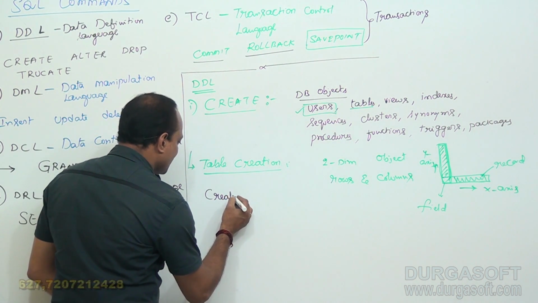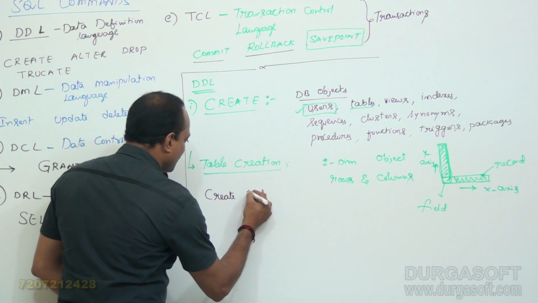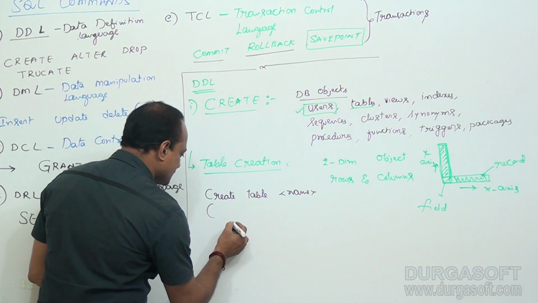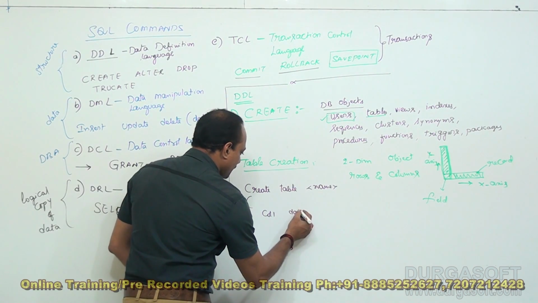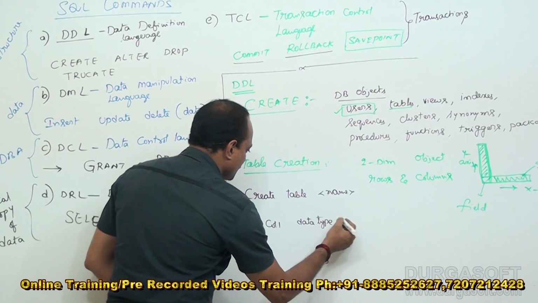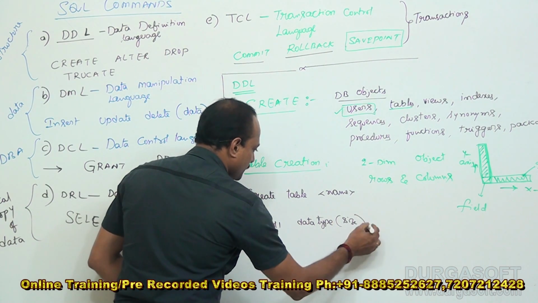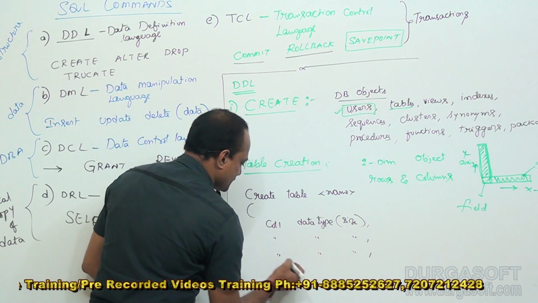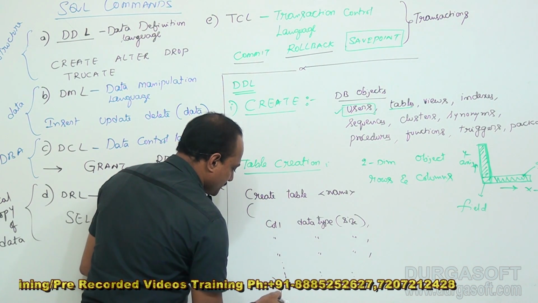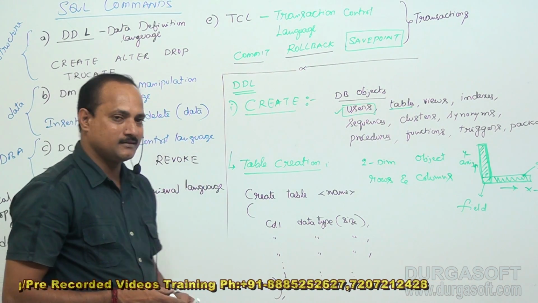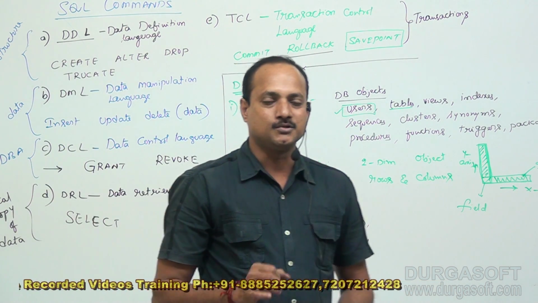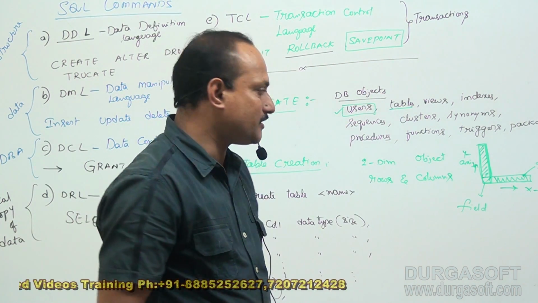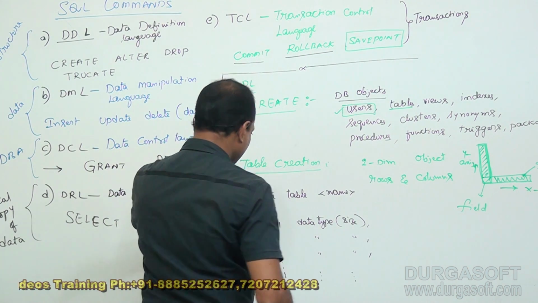It's very easy. Create table, name of the table, open the parenthesis, column 1, its data type, size of the data type, comma, column 2, data type, size, column 3, data type, size, and so on. Close the parenthesis, use a semicolon. This is the syntax to create any table structure.